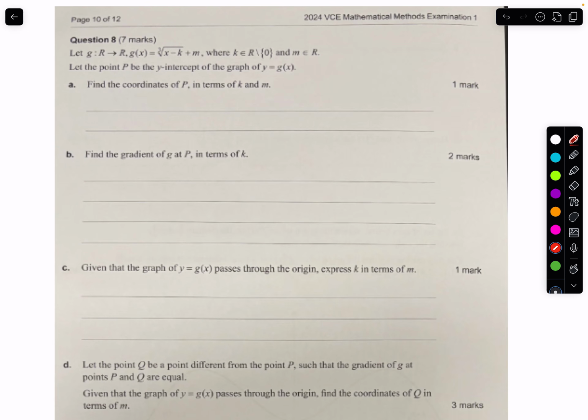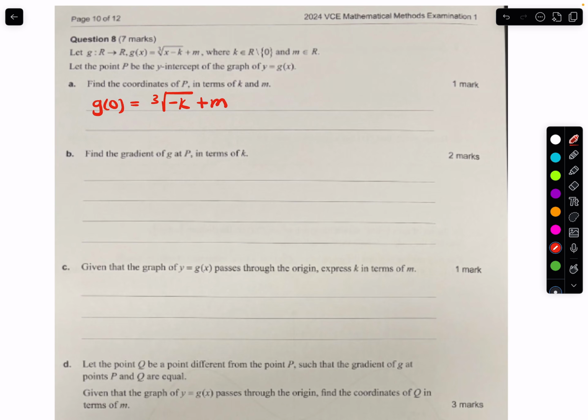So G has the domain of all reals, and it's a cube root graph where K is an element of all reals except 0, and M is an element of all reals. Okay, beautiful. Let the point P be the y-intercept of the graph of G of X. Easy. Find the coordinates of P in terms of K and M. Easy. So isn't P just the y coordinate? So isn't it just G of 0? Which is cube root of negative K plus M. Beautiful. So that's the value.